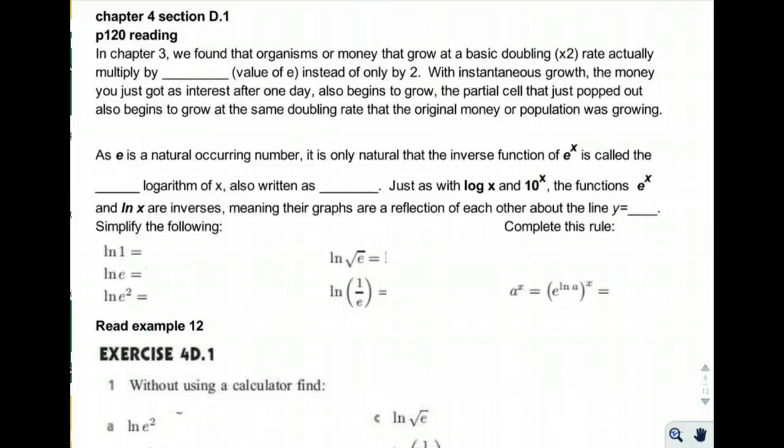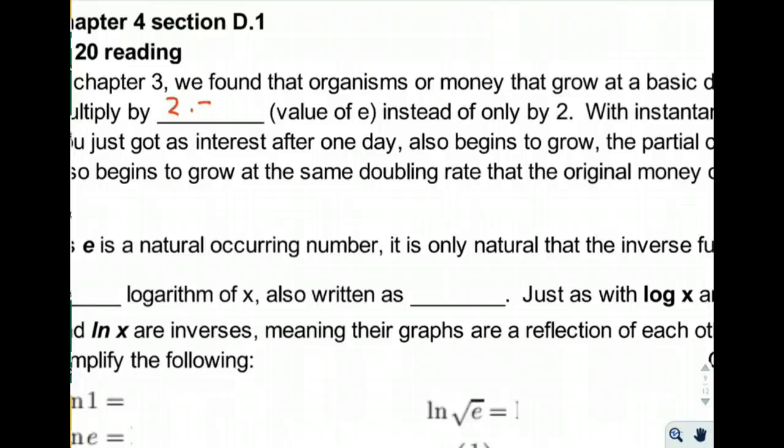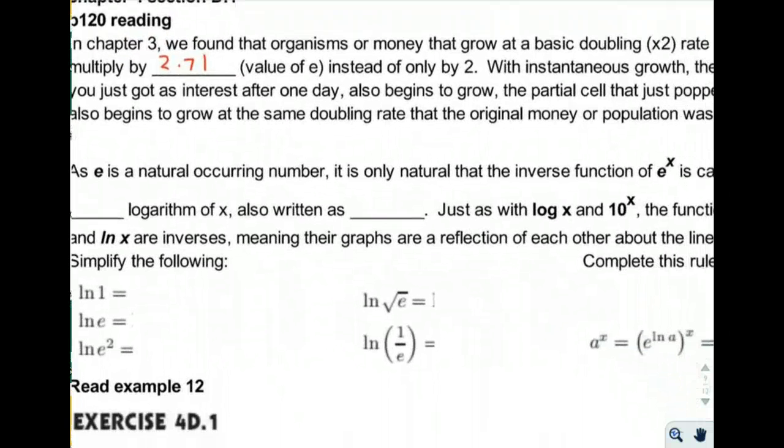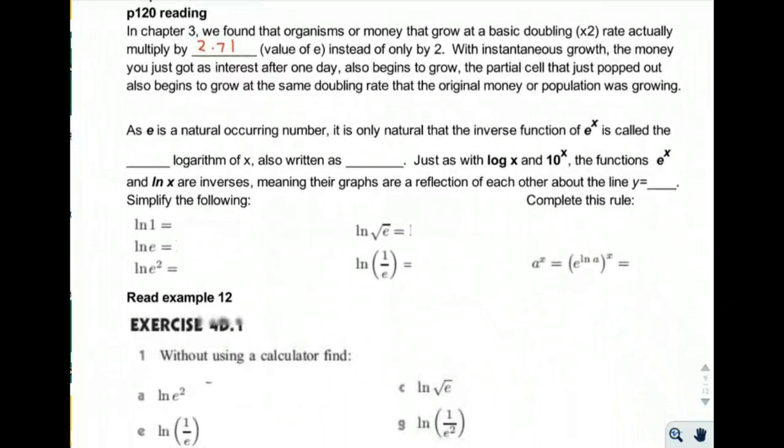In chapter 3, we found that organisms or money that grow at a basic doubling rate actually multiply by 2.71, the value of e, instead of only by 2. With instantaneous growth, the money you just got as interest after one day also begins to grow. The partial cell that just popped out also begins to grow at the same doubling rate that the original money or population was growing. So basically instead of getting times 2, you get times 2.71 when you have instantaneous growth, which means whatever just grew can also grow.